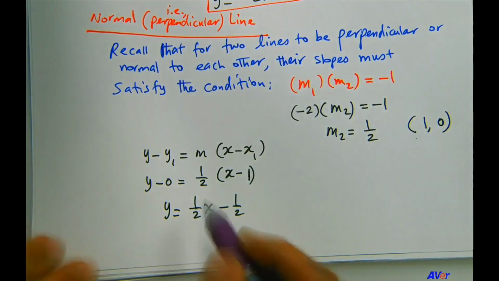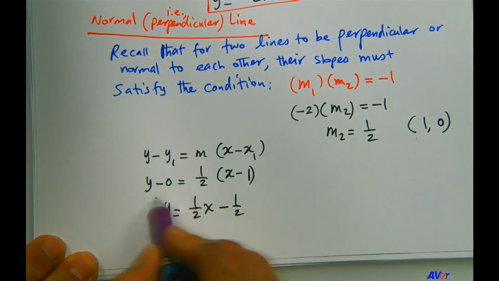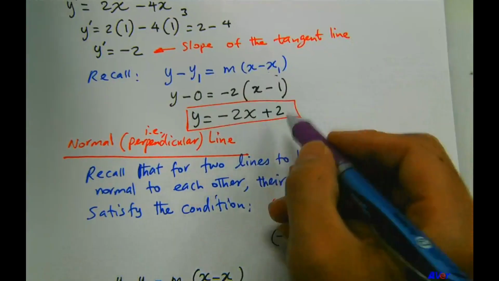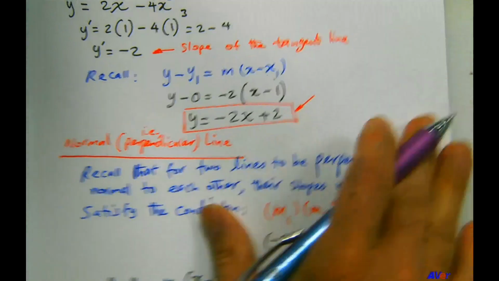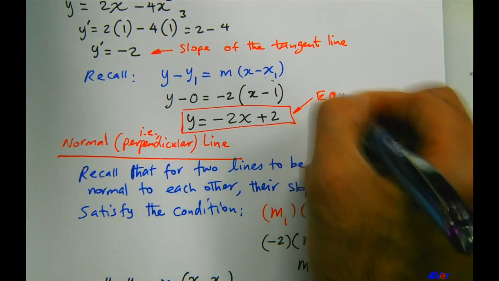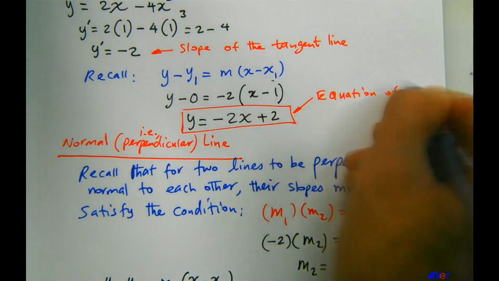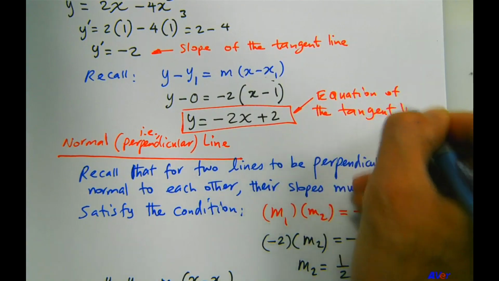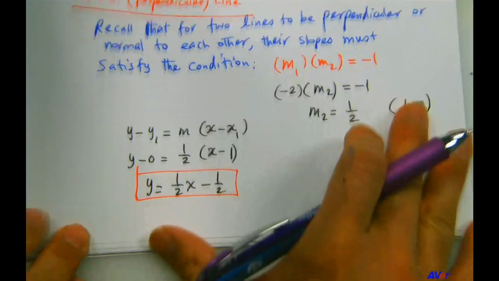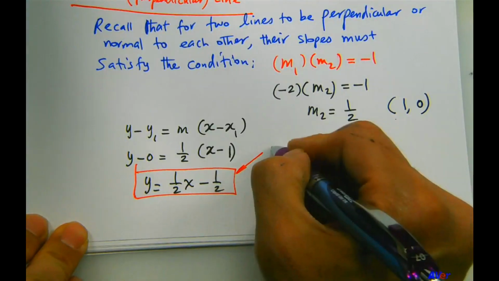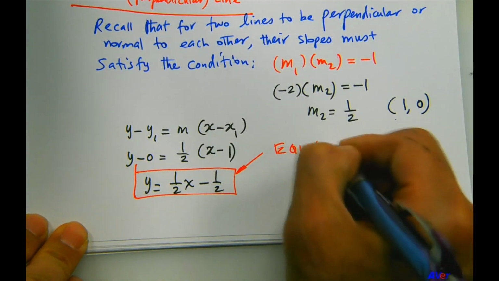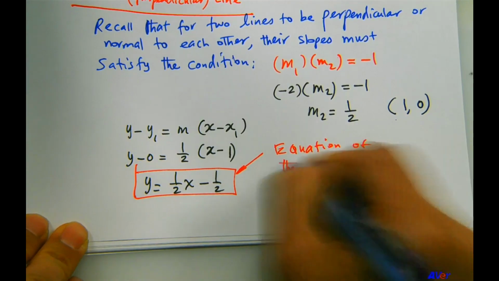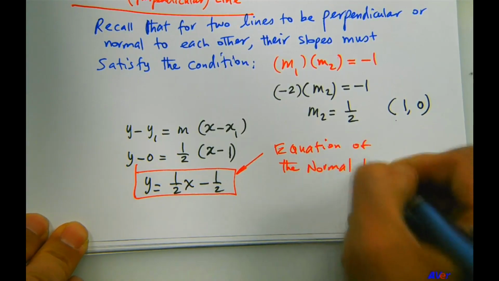So this is the, I should have said actually, so this is the equation of the tangent line. And this one would be the equation of the normal line. Like that.